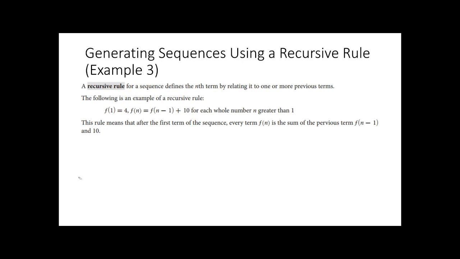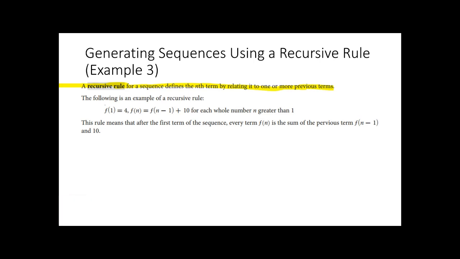All right, so generating sequences using a recursive rule. Now, I showed you explicit, now I'm going to show you recursive. Recursive is, well, I like to think of it as the more redundant version of the rules. A recursive rule for the sequence defines the nth term by relating it to one or more previous terms. So basically, you have to know who's the last guy we dealt with. It's not like you can predict so far ahead. You have to go like, well, who was the last guy that came in?